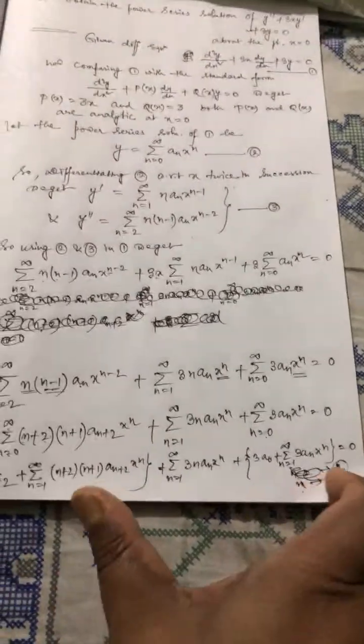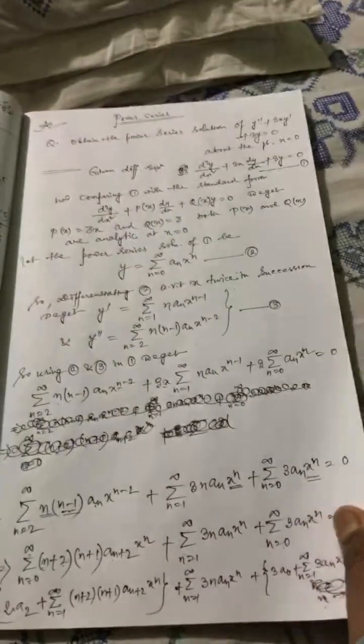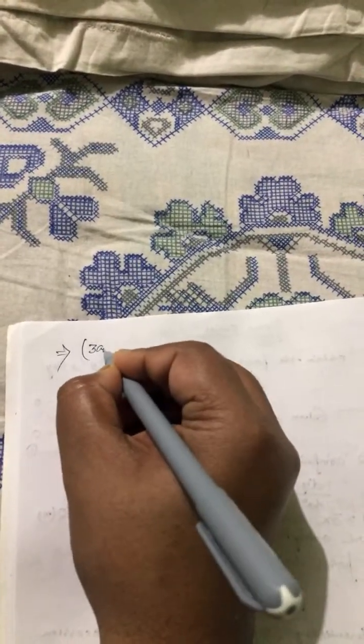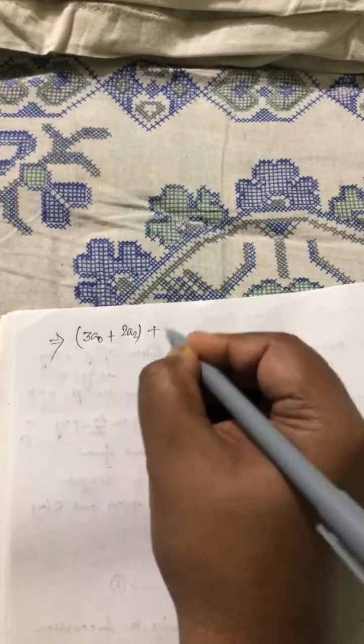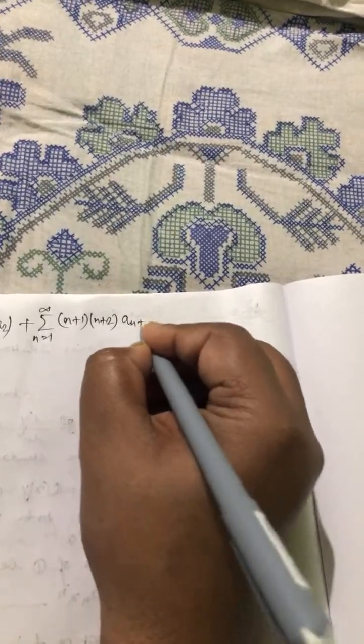All other terms can be put under one single summation, that is summation n equals 1 to infinity. So let us separate these constant terms, 2a2 and 3a naught: 3a naught plus 2a2, and summation n equals 1 to infinity, n plus 1, n plus 2, a n plus 2.